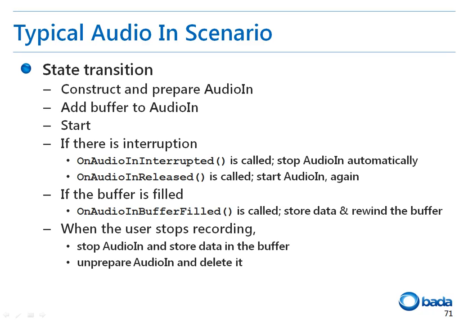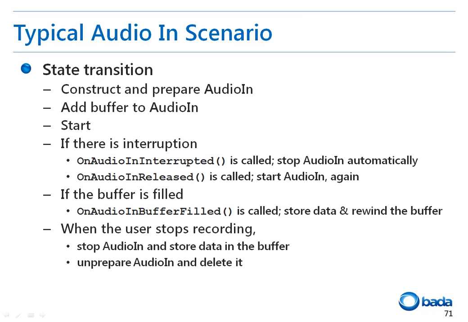First, I'm going to talk about the AudioIn state transitions. The AudioIn class is created, constructed, and then prepared. The recording buffer is added to the created AudioIn, and the recording starts. If the operation is interrupted, the OnAudioInInterrupted function is called, and the AudioIn is automatically stopped. If the interruption is released and the AudioIn becomes available, the OnAudioInReleased function is called. At this time, in general, AudioIn is restarted.